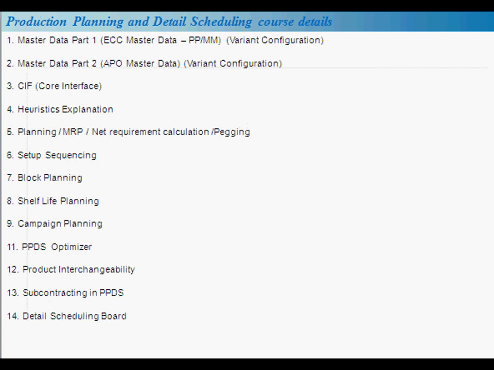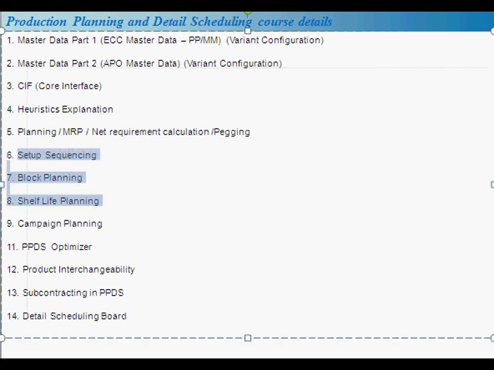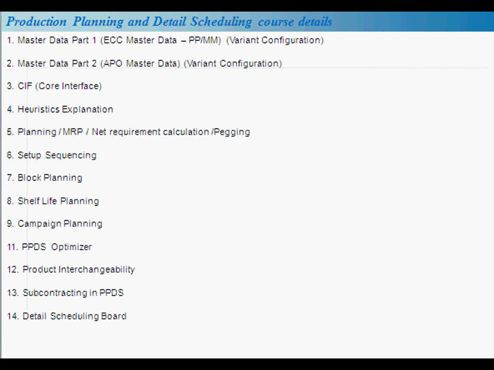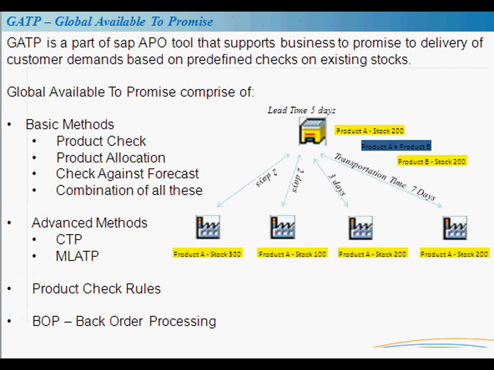Now, what are the things that generally come under PPDS? Master data and SIF, which is more or less similar to SNP. Heuristics: there are around 40 heuristics which SAP PPDS offers as standard, and it's good to understand the logic and how each heuristic works. Next, there are other features like setup sequencing, block planning, shelf life planning, campaign planning, and PPDS has one more engine called the PPDS optimizer, which is different from the SNP optimizer. You have product interchangeability, subcontracting, and the detailed scheduling board. These are some of the topics which are good to know in terms of PPDS.